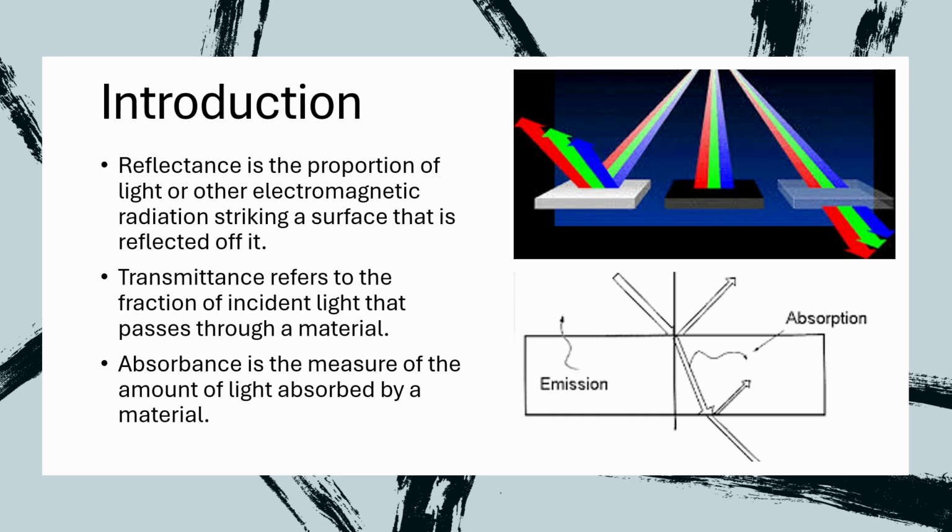And lastly, we have absorbance, which is a measure of the amount of light absorbed by a material. Now, when light strikes a material, some of it may be absorbed and converted into other forms of energy, such as heat. Absorbance is expressed in logarithmic units, and this is a very crucial parameter in the field of spectroscopy.